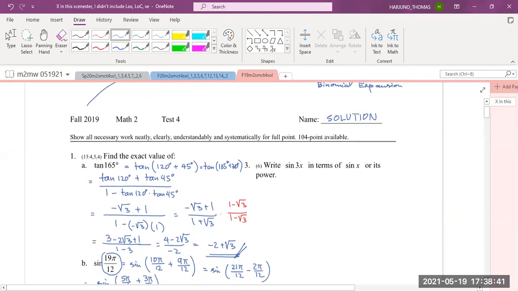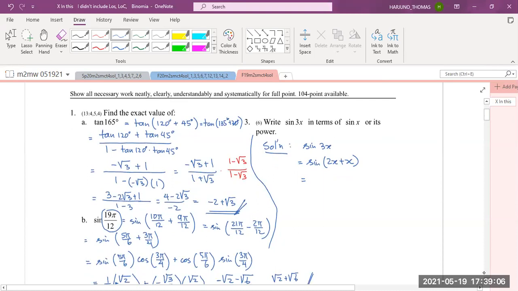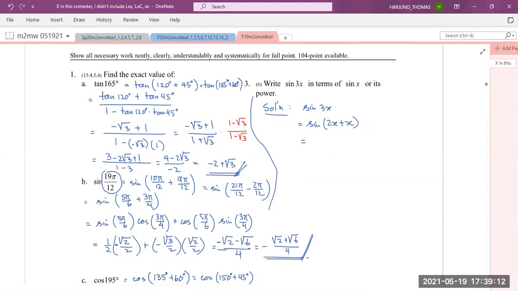Number 3. Write sine 3x in terms of sine x or its power. We did this problem before, but I wonder if you can replicate that. Together with your break, I would like you to replicate that. Sine 3x is equal to sine 2x plus x. Then you expand it. Okay, that should take you around 3 more minutes from there.